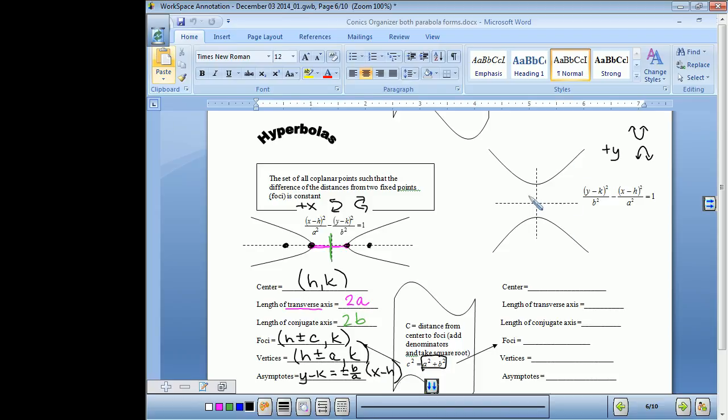Okay, let's see if you can fill out the vertical ones. For a hyperbola that opens vertically, let's see if you can complete the notes there. Let's get to work. You try.